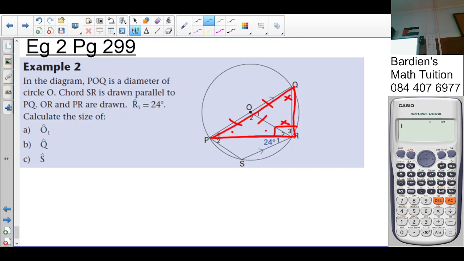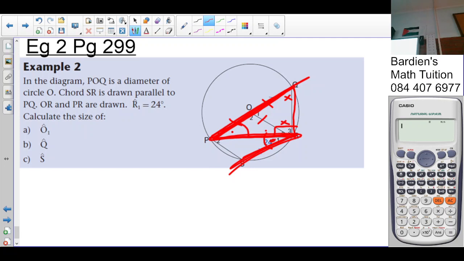Chord RS is drawn parallel. So RS is drawn parallel to PQ. If lines are parallel, we know that alternate angles are equal. So this angle here, as you can see, is alternating. Not so? So that angle is equal to that angle. Or co-interior, or corresponding, but corresponding is not evident. Okay?